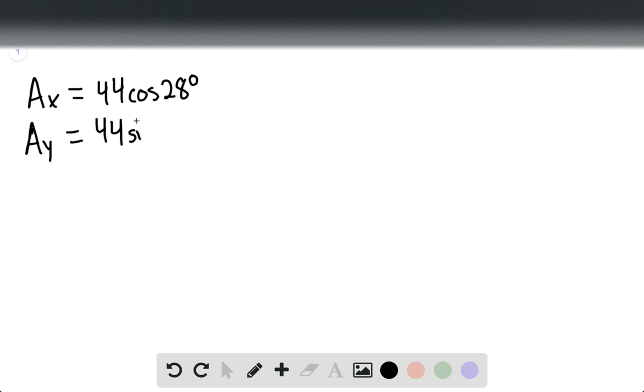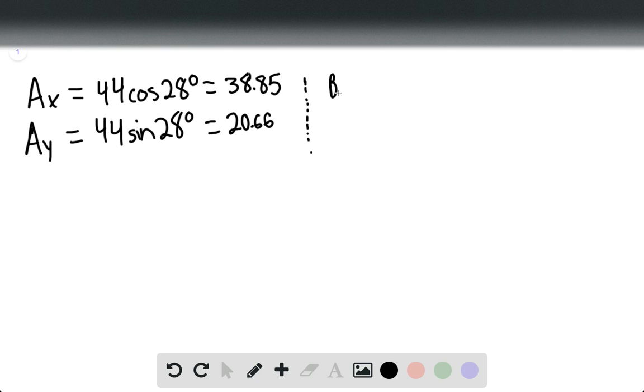So it'd be first extremely helpful to separate these vectors into their respective components. So we have a sub x, a sub y. These are going to equal 44 cosine of 28 degrees, and then here would be 44 sine of 28 degrees, and we are getting for the x 38.85, and then for the y 20.66. And we separate this.